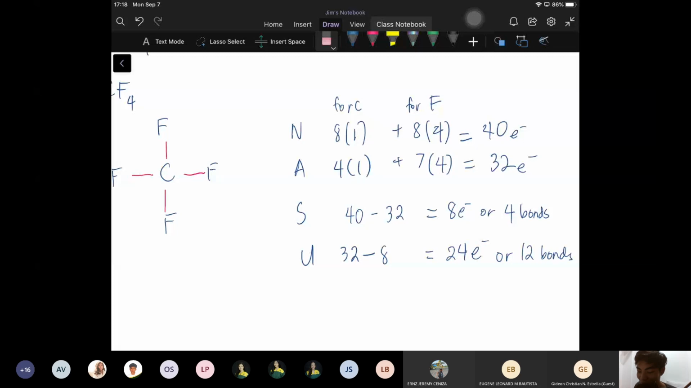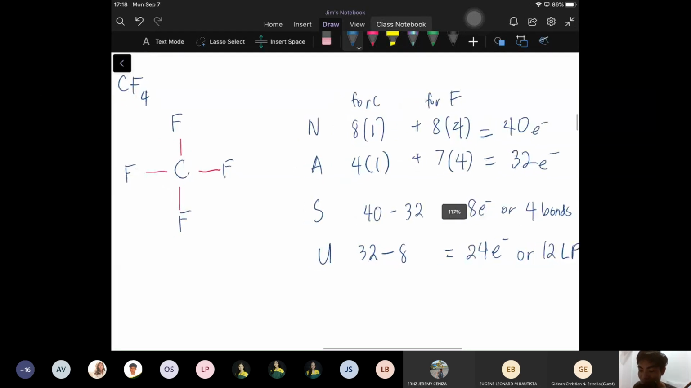Ay, but bonds, lone pair pala. Lone pair, LP. Okay. So, unshared electrons, these are the lone electrons or the lone pairs. They will not be used in bonding. So that's 32 minus 8, 24. If you want to determine how many lone pairs, 12 yan. Just divide this number by 2. Okay. So this time we have lone pairs.